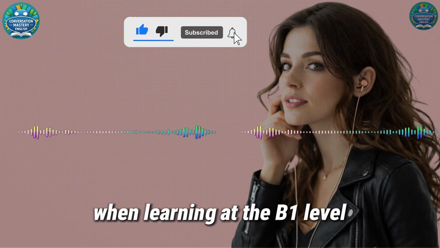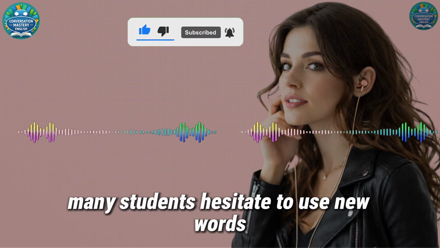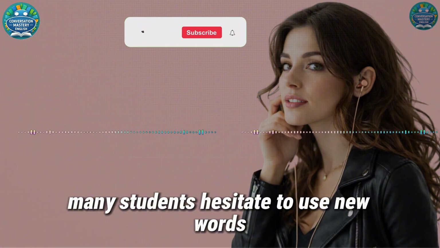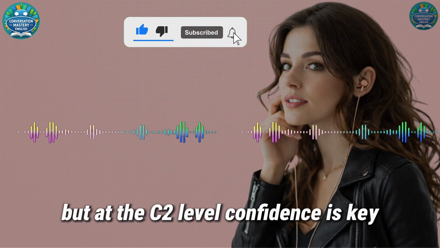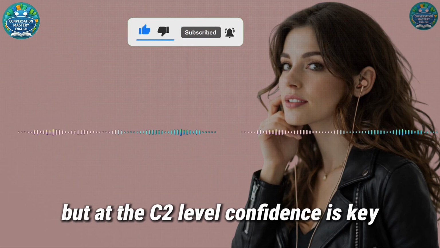When learning at the B1 level, many students hesitate to use new words because they fear mistakes. But at the C2 level, confidence is key.